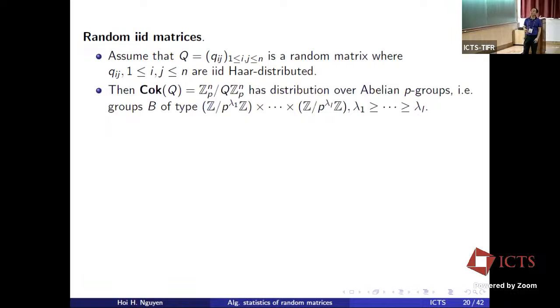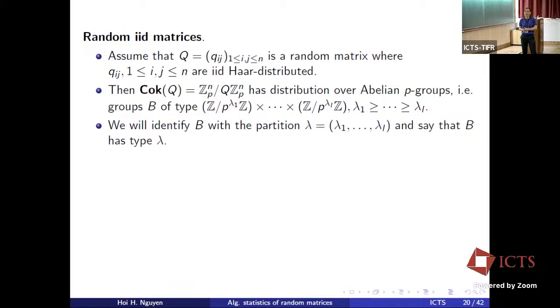And we consider the co-kernel. So the co-kernel is again R^n modulo Q R^n. Now it has specific forms. It is a p-group, so the order of that will be a power of p. And abelian p-groups can be factored as a product of cyclic groups. So every group here can be identified with a partition, via an increasing sequence.